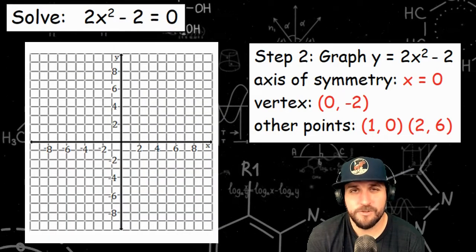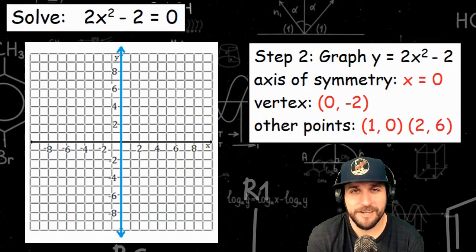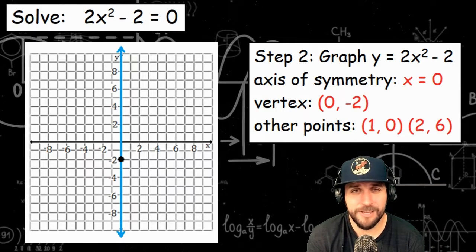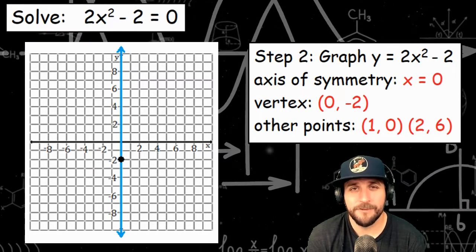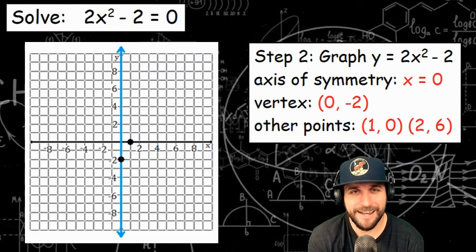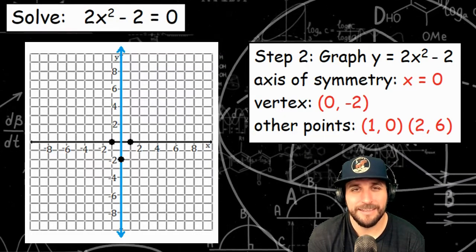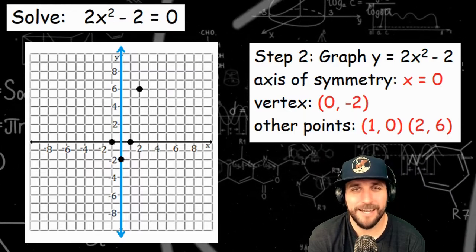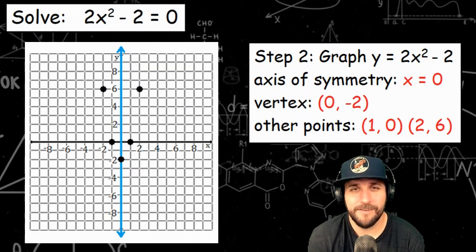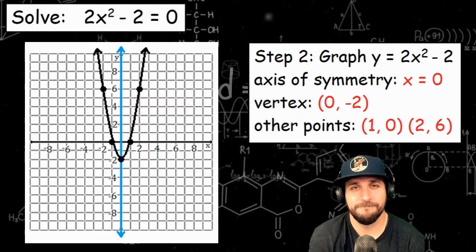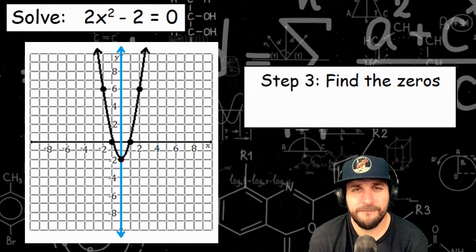My axis of symmetry was at 0. My vertex was at 0, negative 2. I had to find 2 other points to get 5 total. My first point I found was at 1, 0, and this also got me a point at negative 1, 0. And then I got another point at 2, 6, which also got me a point at negative 2, 6. 5 dots total, connected with a parabola graph.